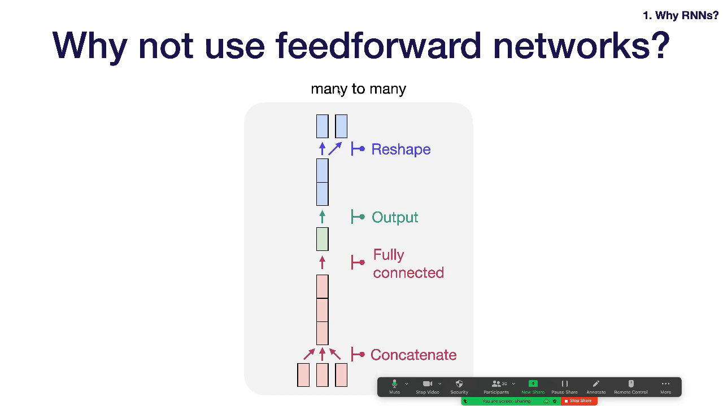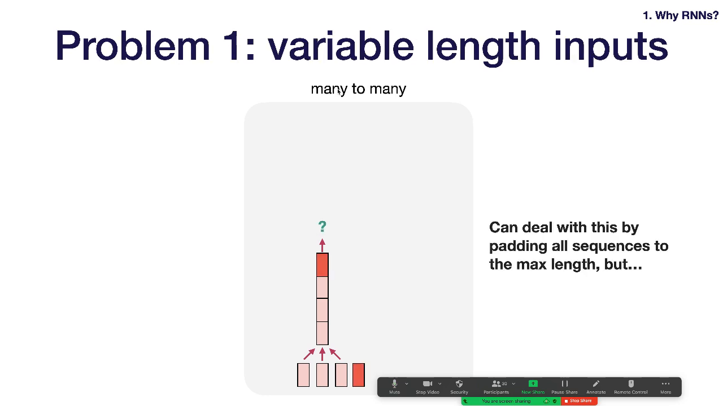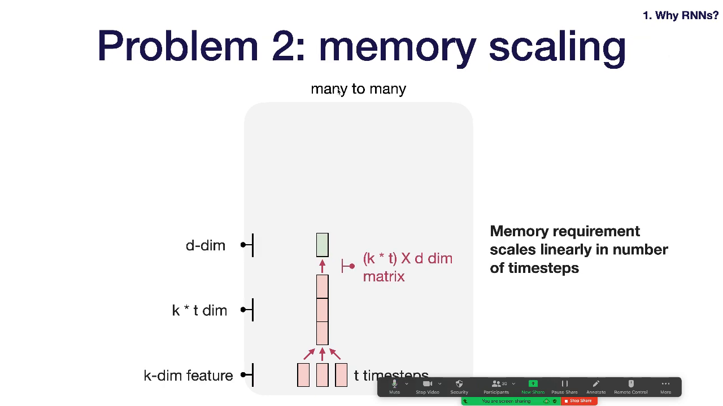One problem with this is that it doesn't really handle sequences of arbitrary length well. One way to deal with this problem is to pad sequences to the max length, so you can add empty characters to the sequence if it is shorter than the max length that you allow. But one challenge with this is that the memory requirement for doing this computation scales linearly in the number of time steps. If you increase the max length of the sequence, then the matrix that you need to multiply with also increases in size. And so this is an undesirable scaling property for this type of model.